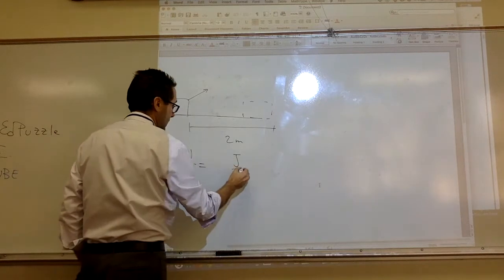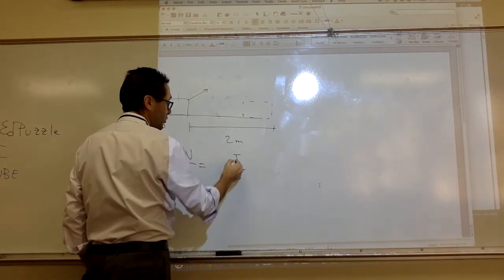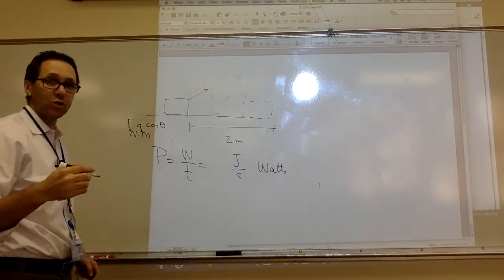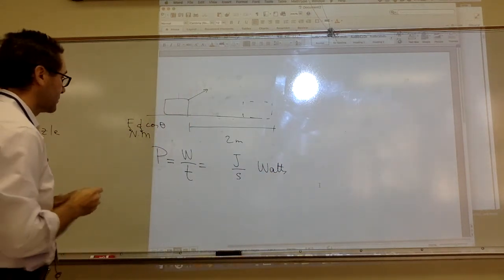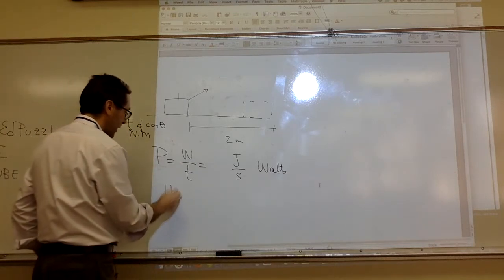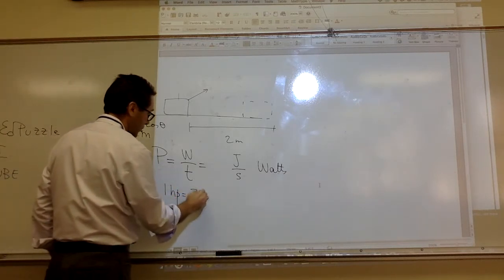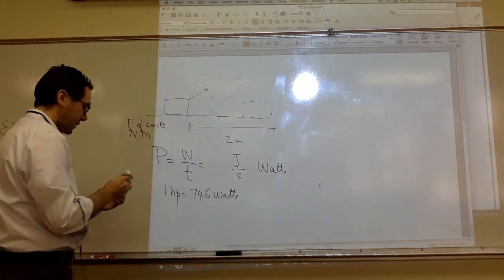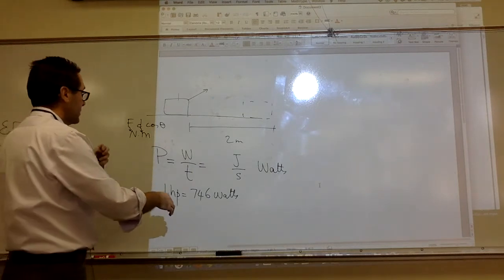So joules, and the time is in seconds. Now, joules per second is what we call watts. So power is measured in watts or kilowatts or horsepower. Now, 1 horsepower is basically 746 watts, or maybe sometimes we'll say that it's 750 watts.